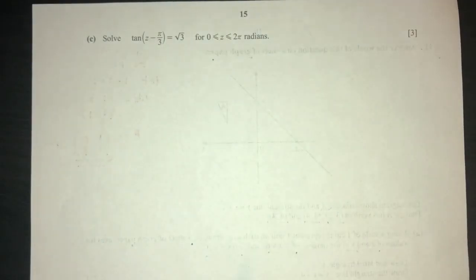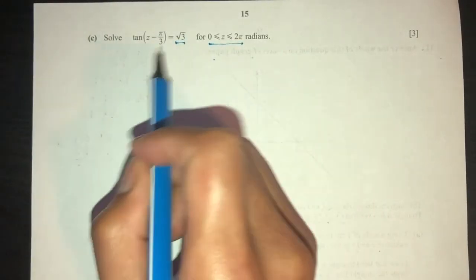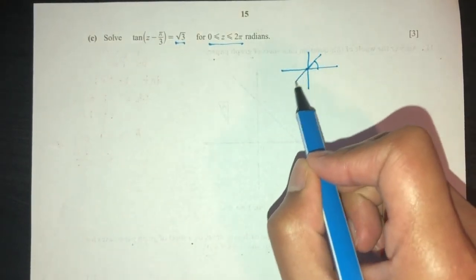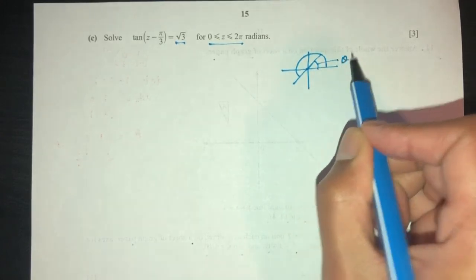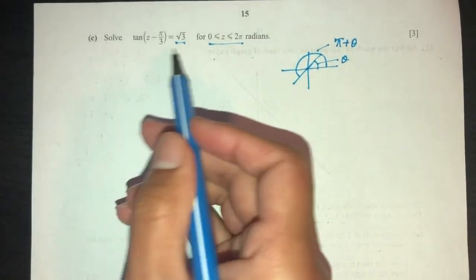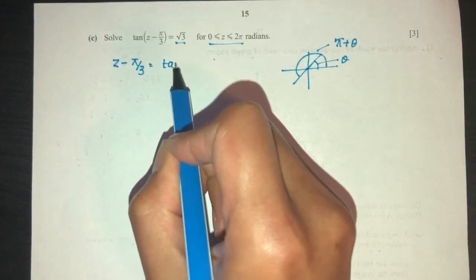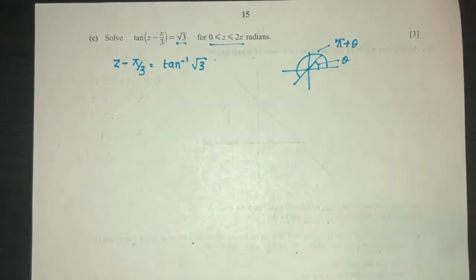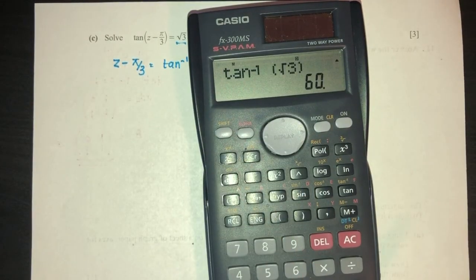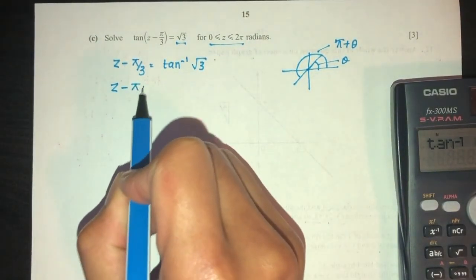And now for the last question, tan of z minus pi by 3 equal to this, between these two regions. Now if tan is positive, it is in your first quadrant and in your third quadrant. First is just theta, and third is pi plus theta. So let's find the value of the angle. The first one, this minus this, equals tan inverse of root 3. What is tan inverse of root 3? That should give you an exact value of 60 degrees. Your answer needs to be in terms of pi, so that will be pi by 3.